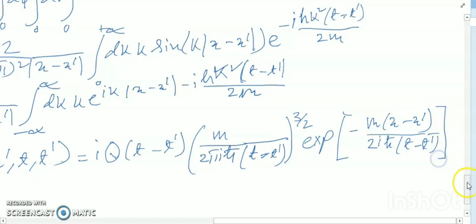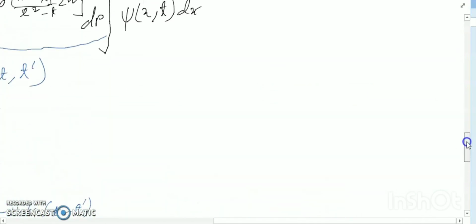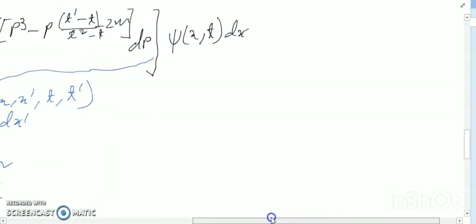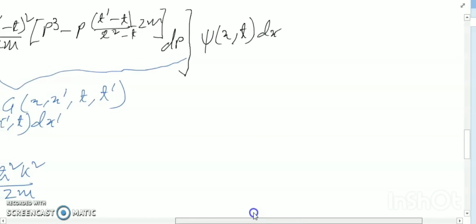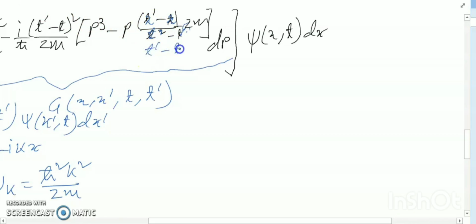I hope you can understand. Is it clear for you? In here, I think there is some mistake. I will correct it. Okay, this is x, sorry. This is x dash minus x. This is t minus t dash, t dash, okay, not t square. So this is my answer. So t dash minus t, x dash minus x. This is the value.